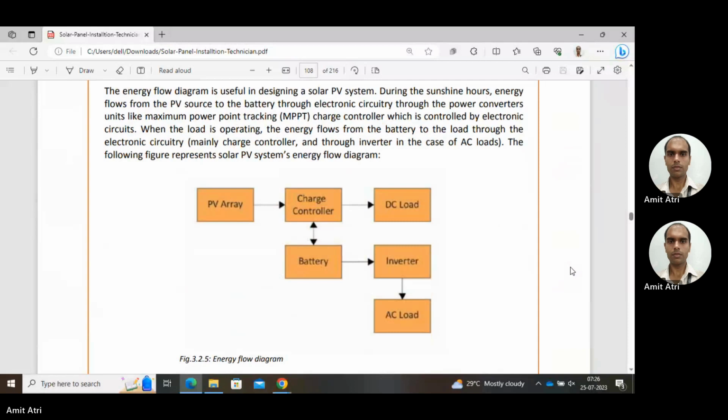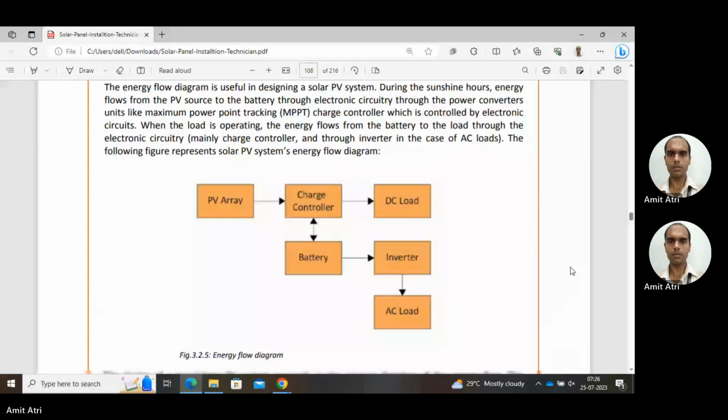Okay, so through the charge controller, which makes the output available from the battery suitable to the DC load. It also makes the output from the PV array suitable for charging the battery. So the load is not directly connected with the PV array, it is connected through the battery, and from there we are feeding the load. So in the diagram, we saw power flow from the panel to the charge controller to the battery to the load, through the inverter also in case of AC load.